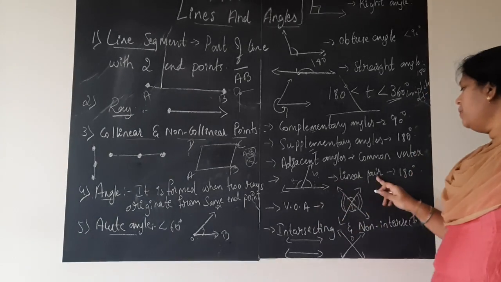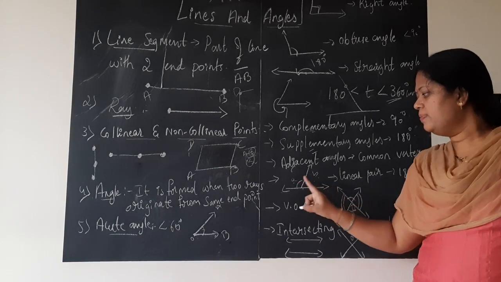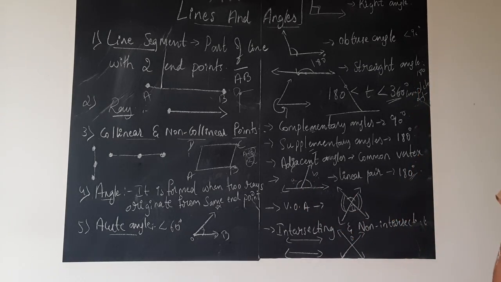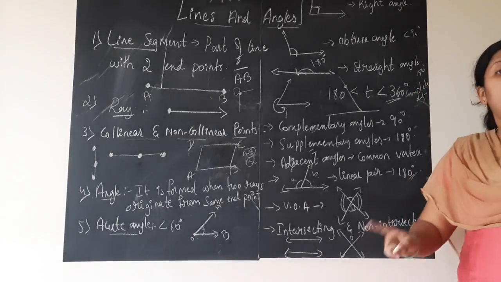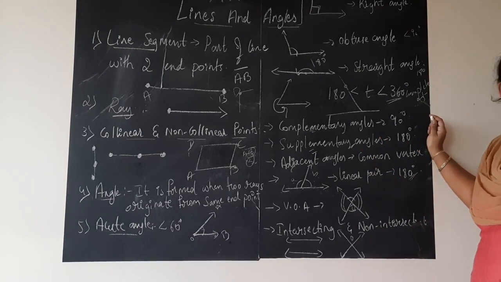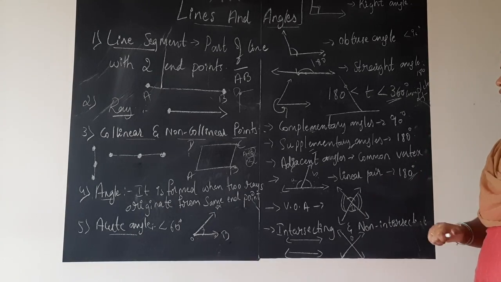So, in a linear pair of angles, the sum of the angles, angle A plus angle B, will always be equal to 180 degrees. That is, linear pair of angles are supplementary angles whose sum is equal to 180 degrees. That is about the linear pair.